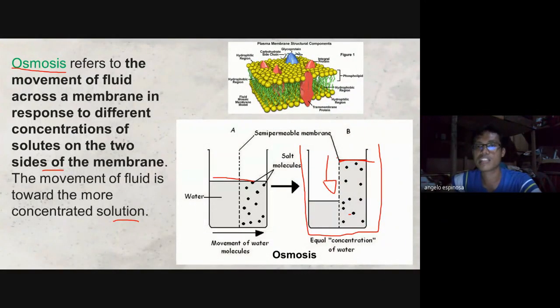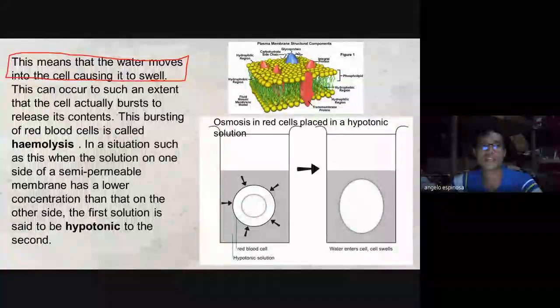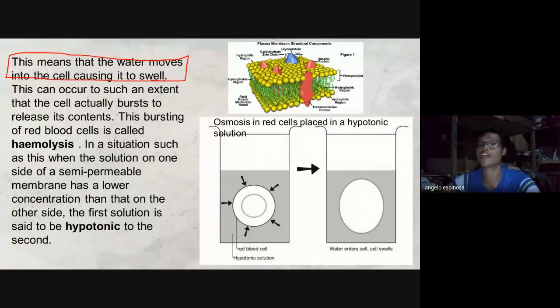Okay, so ganun din sa plasma membrane, para makapasok sa loob yung mga large molecules, kailangan ng i-push, high concentration push by ATP, or energy to get inside the plasma membrane, inside the cell. So that is what we call higher to lower concentration. Okay, so this means that the water moves in the cells causing it to swell. Pag pinilit kasi ang pagpasok doon sa loob, magsiswell, maglalaki yung cell. And then this can occur kasi mga large molecules kasi yun. This can occur to such an extent that the cell actually bursts. Pwedeng masabog, to release its contents.